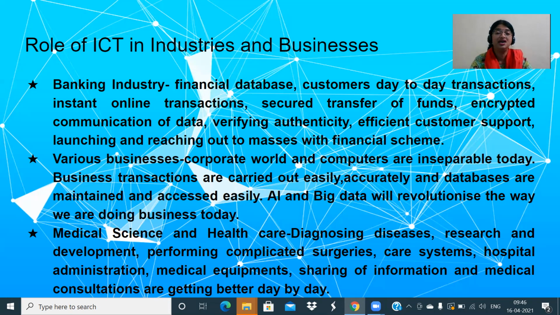The third field or industry where ICT is playing a very big role is which one? Medical science and healthcare diagnosis. Now, the diagnosing of diseases, research and development, performing complicated surgeries, care systems, hospital administration, making of medical equipment, sharing of information and medical consultations are getting better day by day. Especially in recent times, we have seen that people have been immensely helped because of technology. We are seeing that better diagnostics is being done and precious lives are being saved.